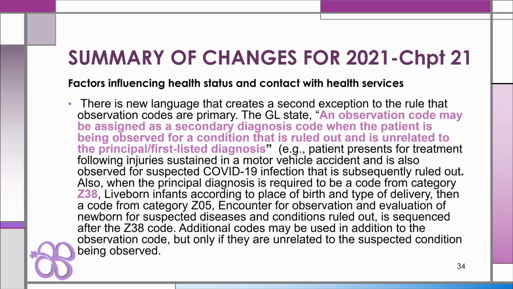A patient presents for treatment of the following injuries sustained in a motor vehicle accident and also observed for suspected COVID infection that is subsequently ruled out. So the principal diagnosis, you code for the injury or the accident, right? And then the COVID is the rule out. When a principal diagnosis is required to be coded from a category Z38, live-born infants according to place of birth and type of delivery, then a code from category Z05, encounter for observation and evaluation of newborn for suspected disease and conditions ruled out, is sequenced after the Z38. So just examples again of how to sequence the codes.